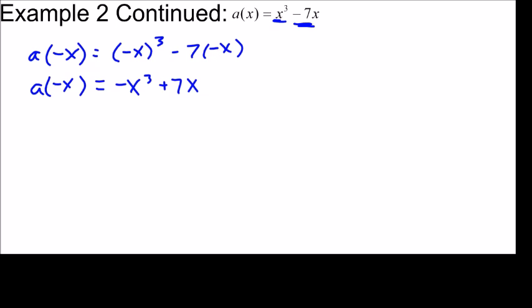Now, unlike with even functions, we don't get the same original function back. Actually, all the signs have been switched because now this positive x cubed appears to be a negative x cubed. And this negative 7x, now positive. All the signs have been switched, which means that we could write this as a negation of our original function.